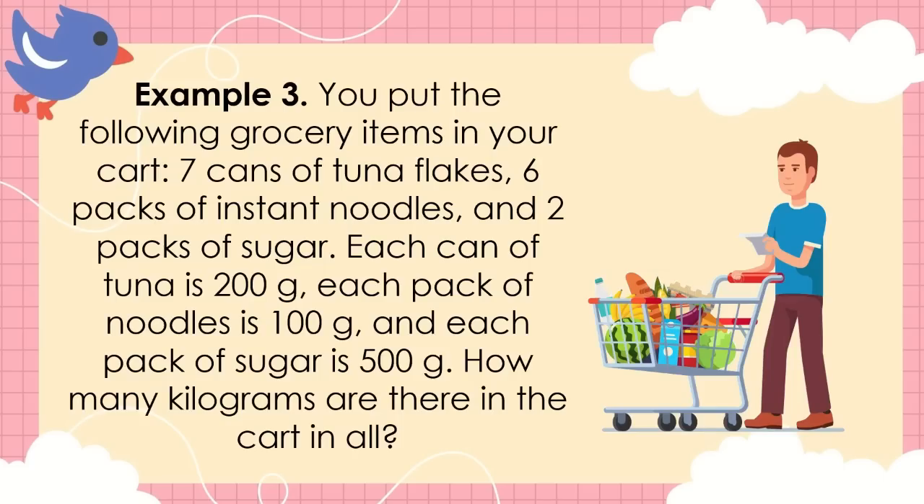Example number 3. You put the following grocery items in your cart: 7 cans of tuna flakes, 6 packs of instant noodles, and 2 packs of sugar. Each can of tuna is 200 grams. Each pack of noodles is 100 grams. And each pack of sugar is 500 grams. How many kilograms are there in the cart in all?